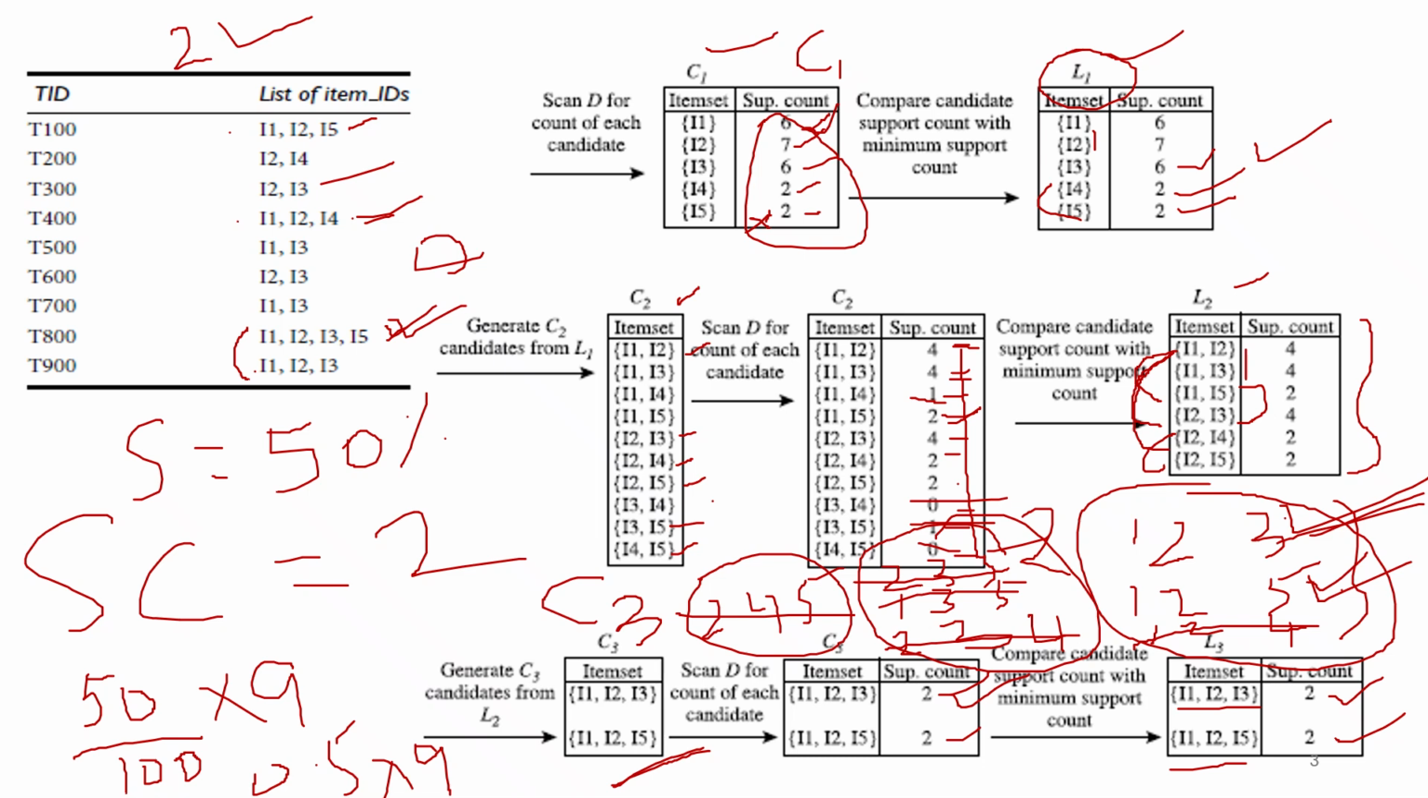Hope everybody understood this. In the next slide, we'll see how strong association rules will be generated for the frequent item set that has been found through the Apriori algorithm. We'll see that in the next video. Thank you.